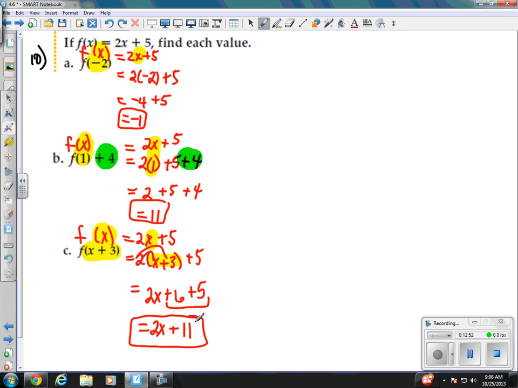Alright, that's function notation. Basically, function notation is just substitution. It gives you a value for your variable, so you replace your variable with that value. And you just keep doing that over and over again. And that concludes our 4.6 function video.